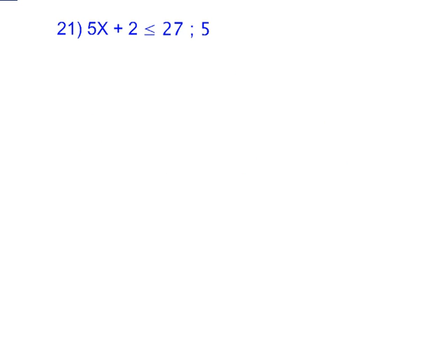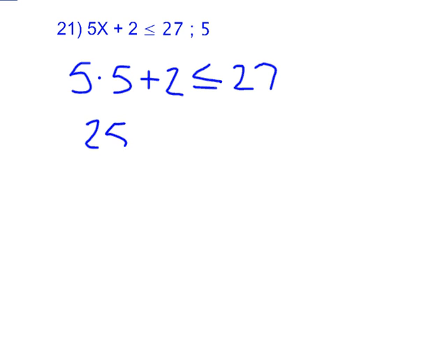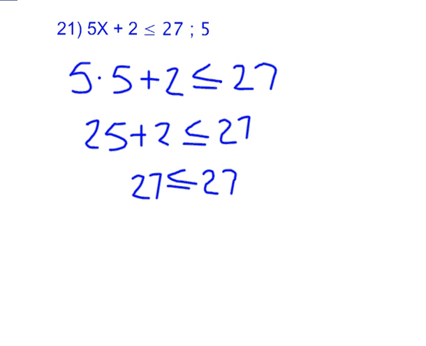All right, and here is 21. So we have 5 times 5 plus 2 is less than or equal to 27. 5 times 5 is 25. 25 plus 2 is less than or equal to 27. 25 plus 2 is 27. Is 27 less than or equal to 27? It's not less than, but it is equal. So this is a solution.